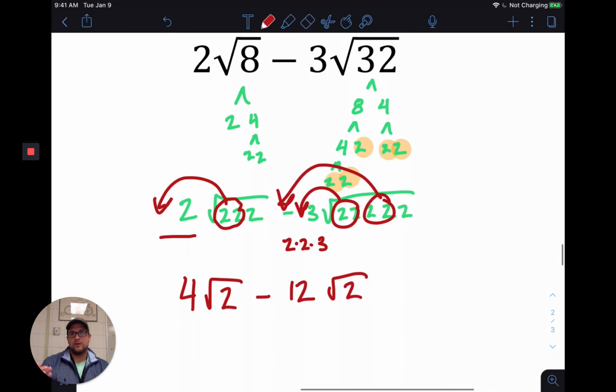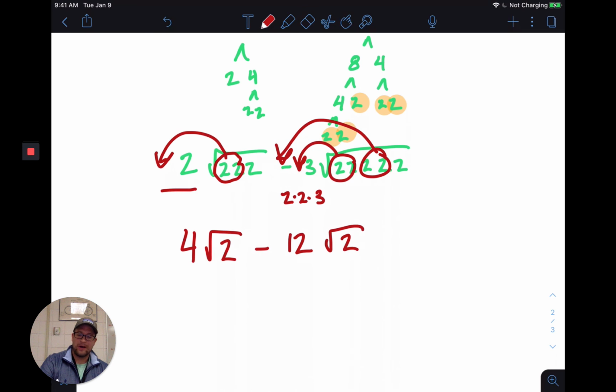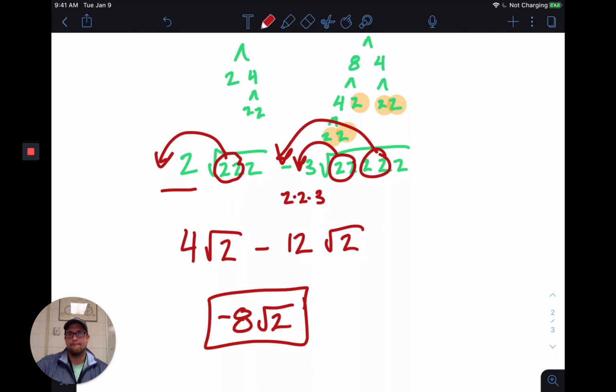Now, if we look at that once we've simplified, we can see, hey, these are like radicals, so we can go a little bit further. 4 take away 12 gives us a negative 8 square roots of 2. And we're done.